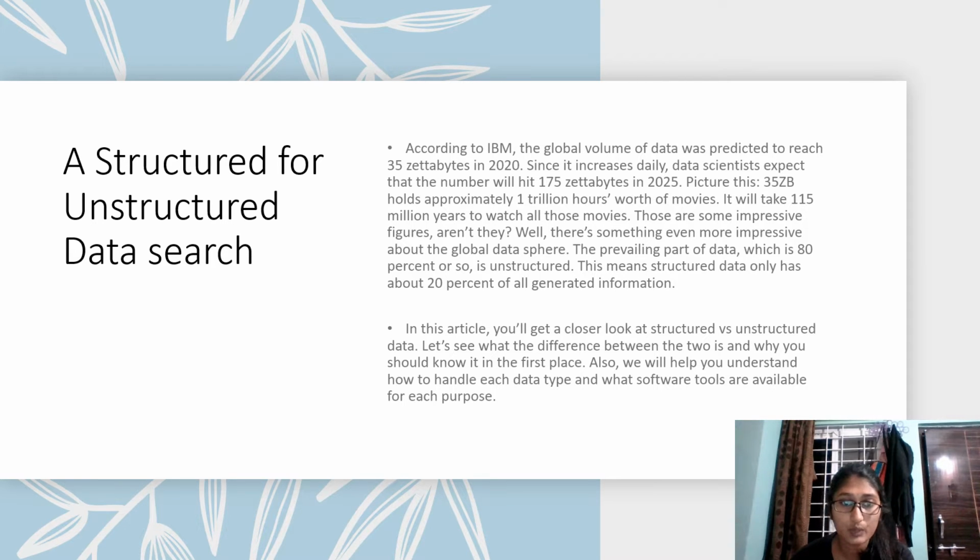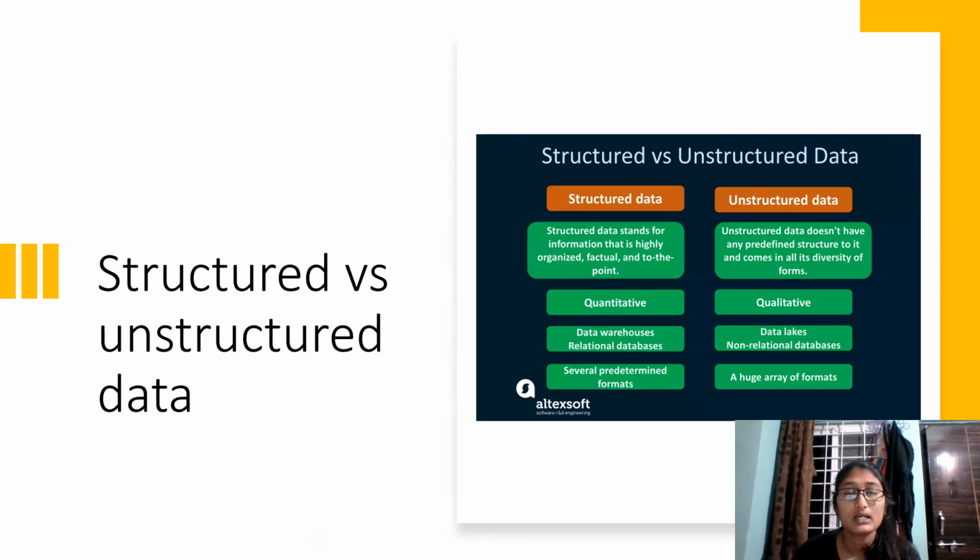Also, we will help you understand how to handle each data type and what software tools are available for each purpose. Here's a comparison of structured and unstructured data. Structured data stands for information that is highly organized and factual, quantitative, in data warehouses, relational data types, and several predetermined formats. Unstructured data does not have a predefined structure and comes in all its diversity of forms, qualitative, in data lakes and non-relational data types, in a huge variety of formats.